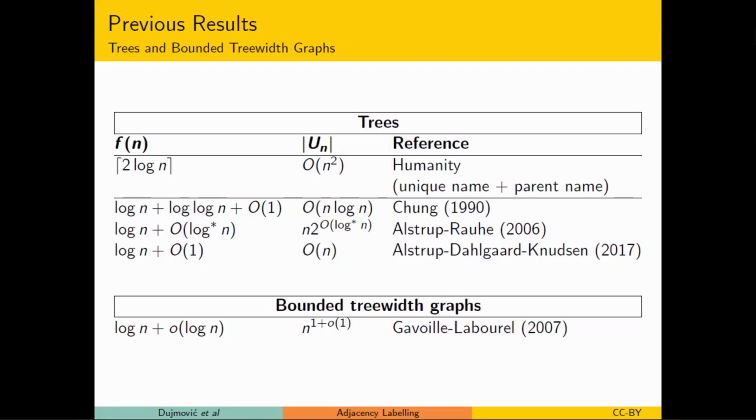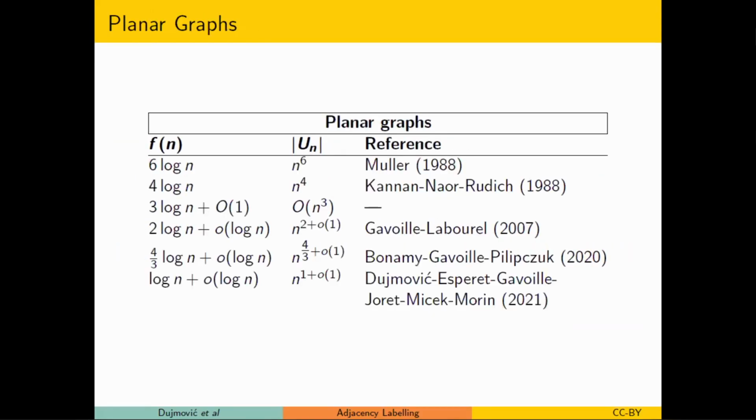Okay, once you do bounded tree width graphs, the next question is about planar graphs. And planar graphs have a fairly long history of pushing down the constant here, which started with 6 log n in Muller's PhD thesis, but simultaneously in this paper by Kannan, Naor, and Rudich, which had 4 log n. Somebody noticed, actually, that 3 log n is already easy from known results.